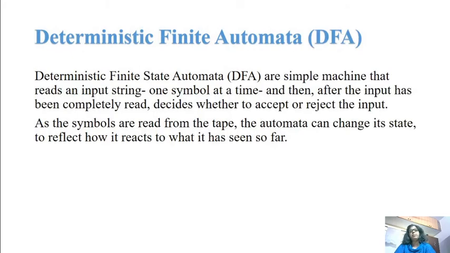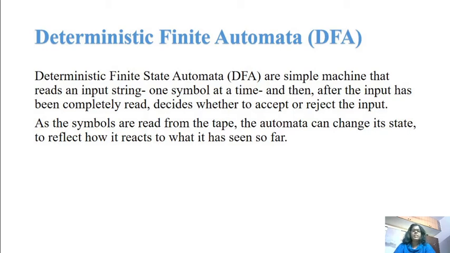So, here the deterministic finite automaton, DFA, is a simple machine. It reads the input string one symbol at a time, only one symbol at a time. After the input has been completely read by the automaton, it decides whether the string is accepted or rejected. Okay. First of all, it takes the input and reads it completely. After that, it decides rejected or accepted.